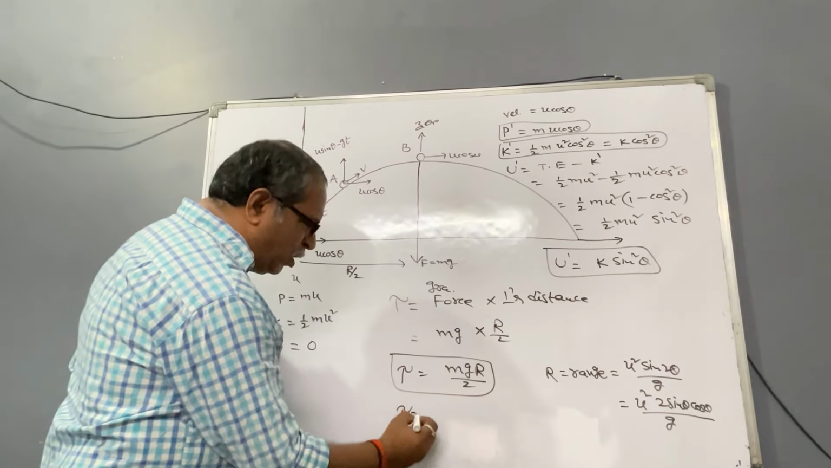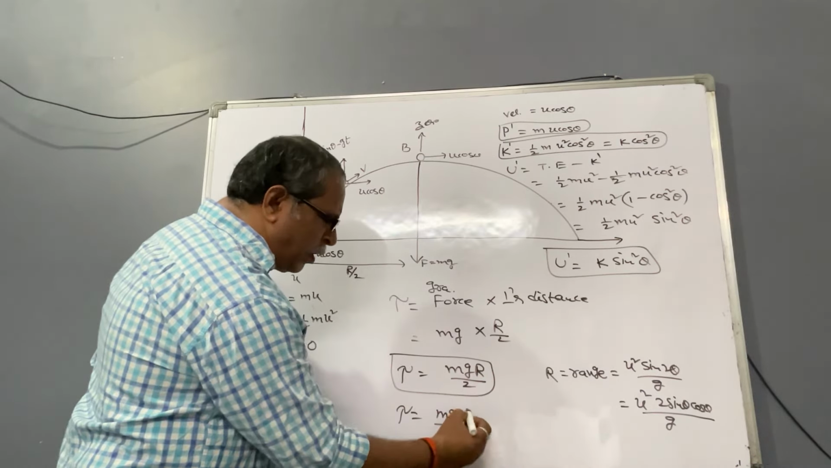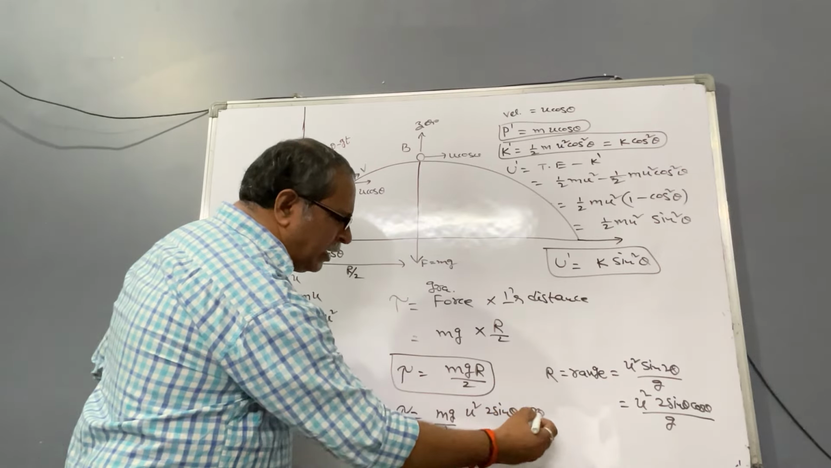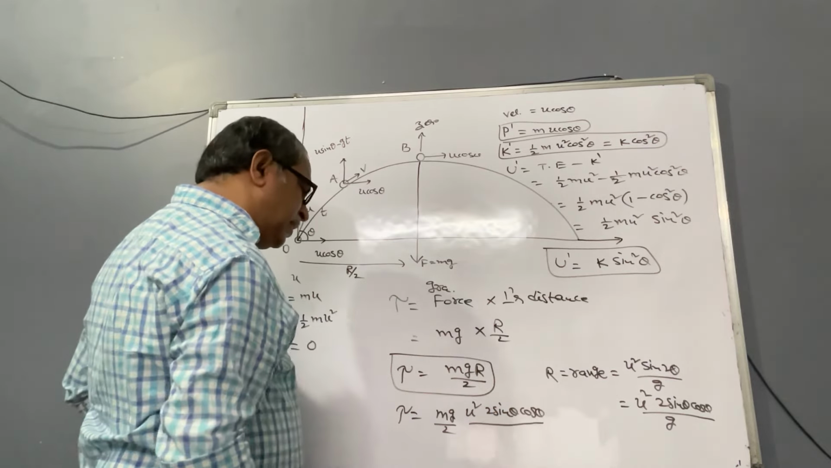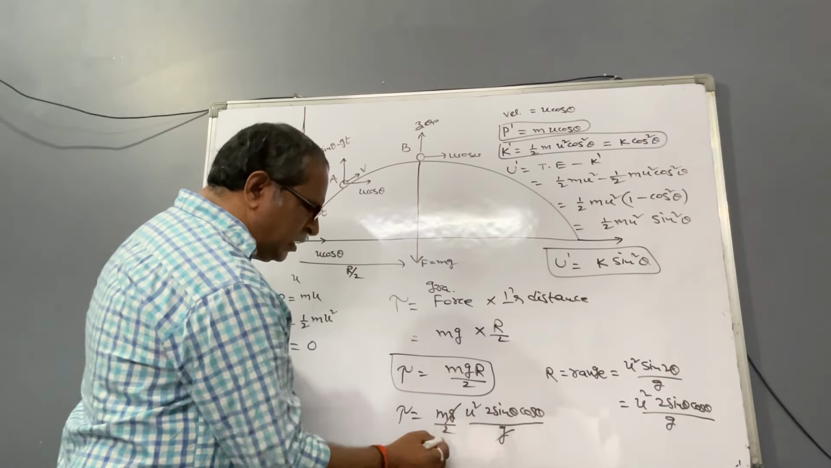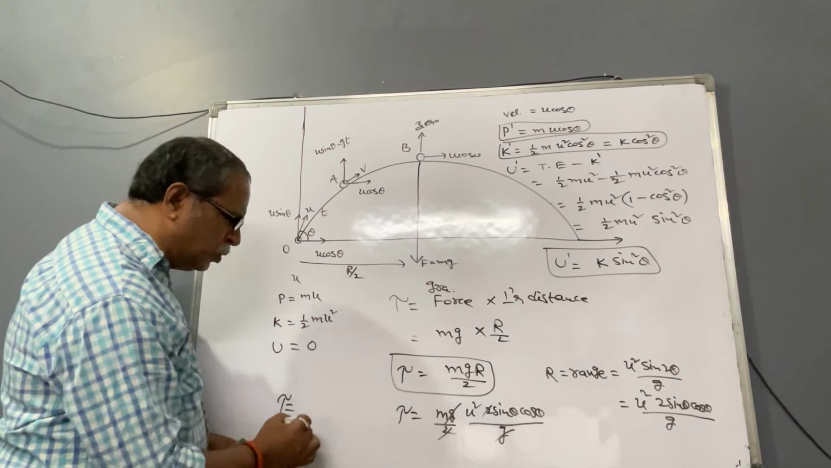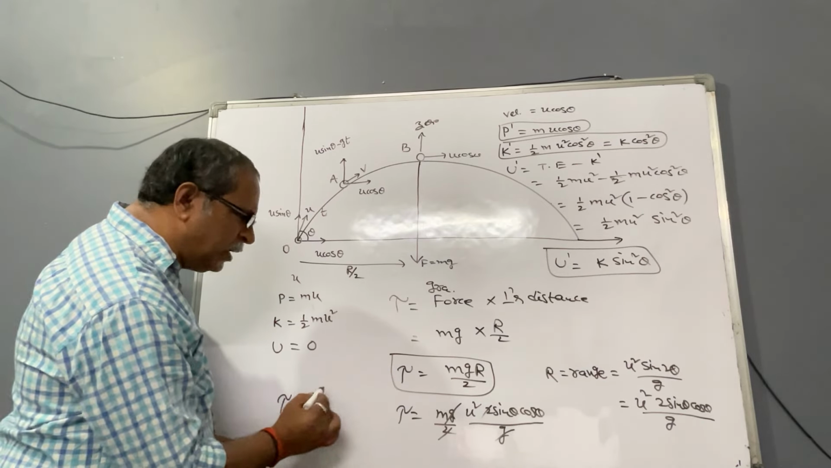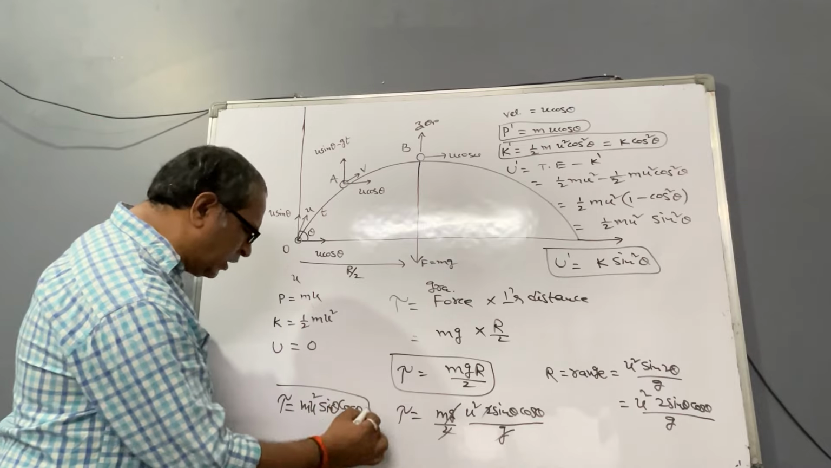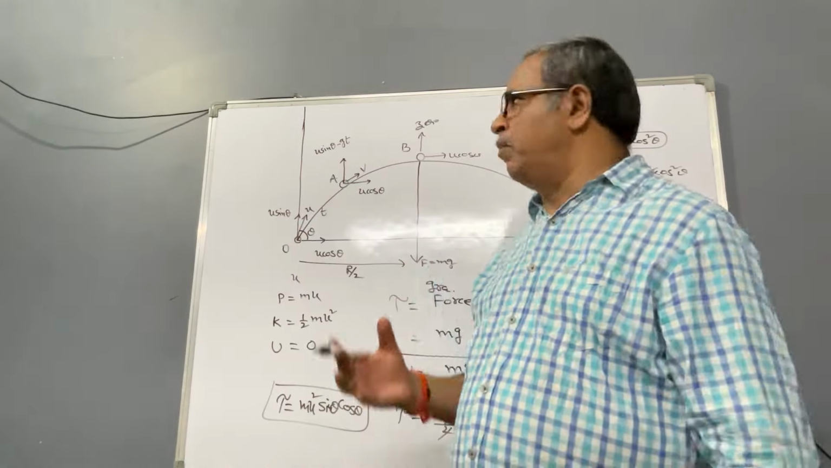So tau equals mg by 2 into u square 2 sine theta cos theta divided by g. The g gets cancelled, the 2 gets cancelled, and finally we get tau equals m u square sine theta cos theta. This is the torque formula at the highest point of the projectile.